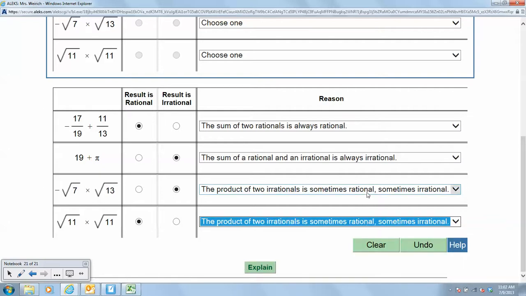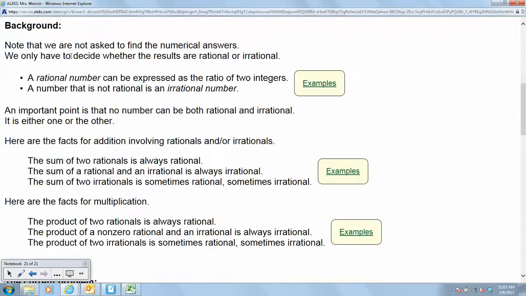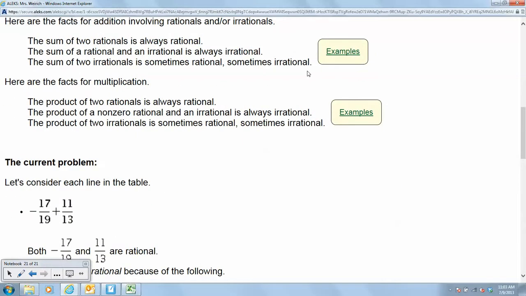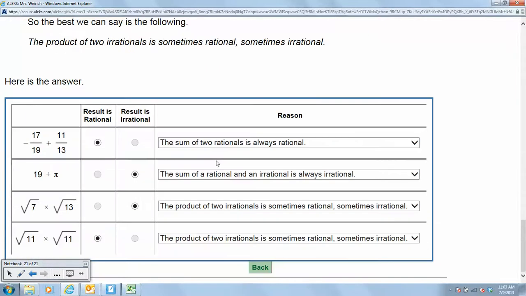So the result is rational, but the reason is the exact same reason that you just put on the one above it. Be careful with this topic, think it through, use the process of elimination. And as always, the explain button has about every type of example here. It has examples that you can click on as you are looking through it. So this is not a bad problem to explore a little bit using that explain button.